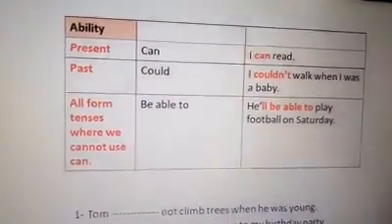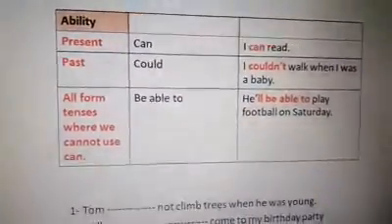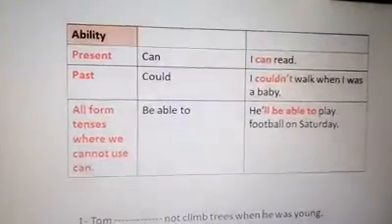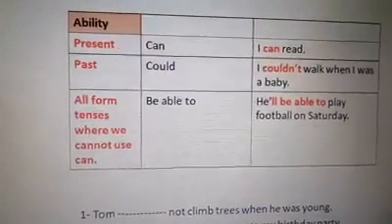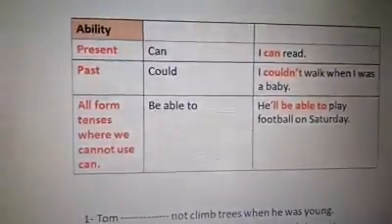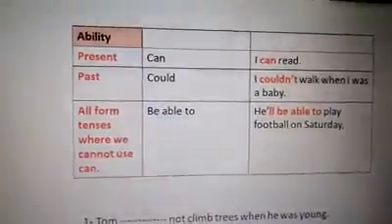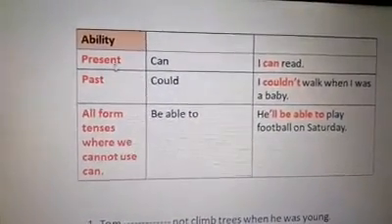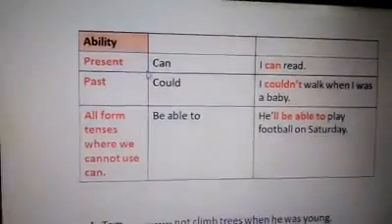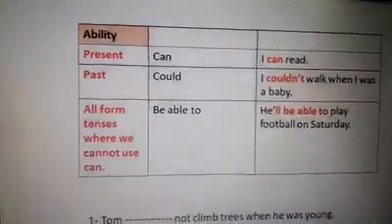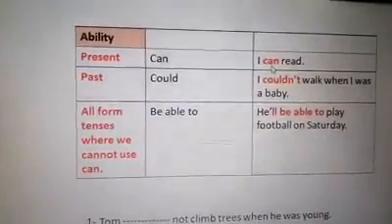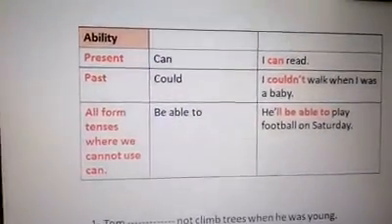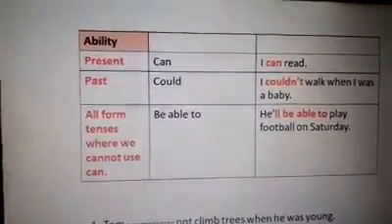So ability. Now, when can I use can, could, or be able to? Now, as you can see here, we use can in the present. If I'm talking about the present time, we use can. For example, I can read, which means I'm able to read. I can do this thing in the present time.